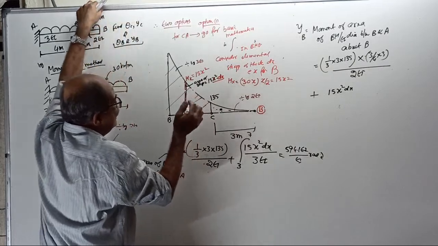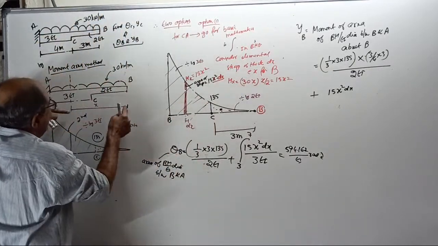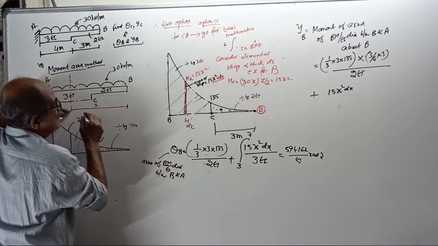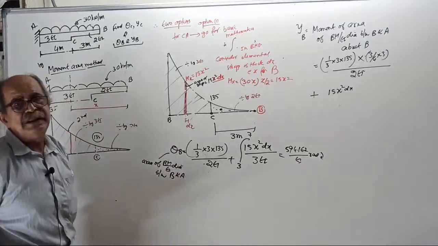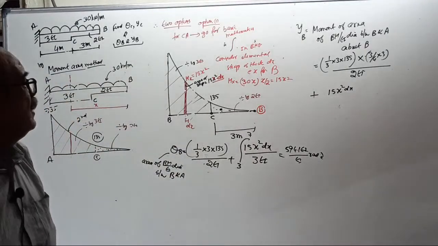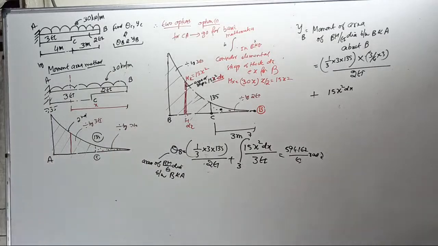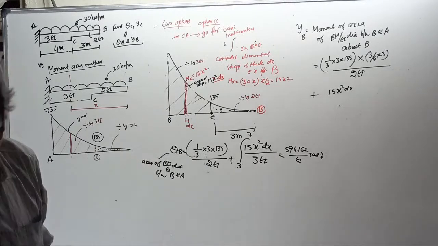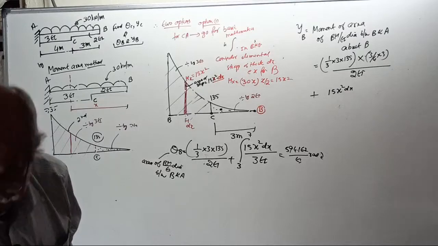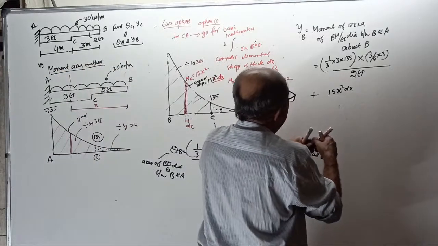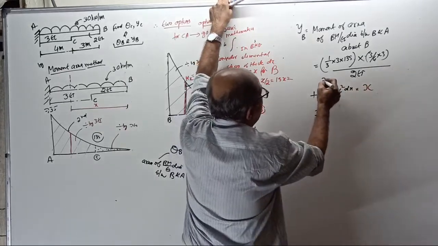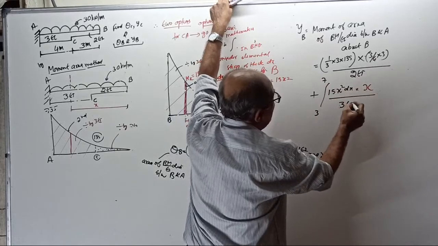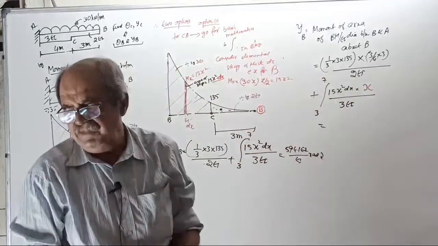But this time we want moment about B. Tell the multiplying value. When you want moment about C, this distance is x minus 3, so you multiply by x minus 3. Since you want moment about B now, the multiplying distance is not x minus 3. The multiplying distance is x only, into x. Why? Because moment about B is x. Integrate it from 3 to 7, but don't forget to divide by 3EI. Over.